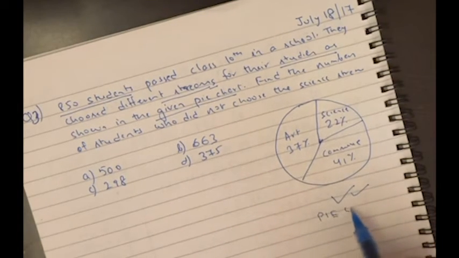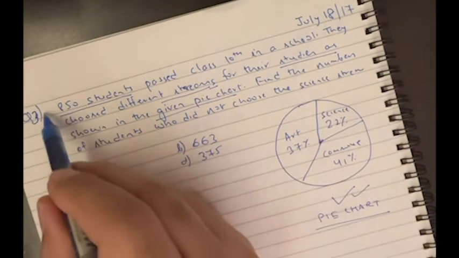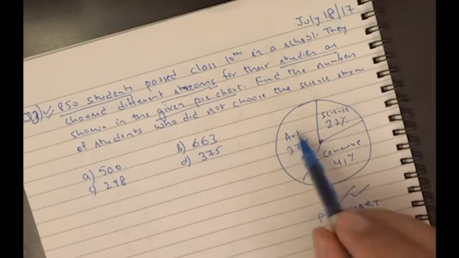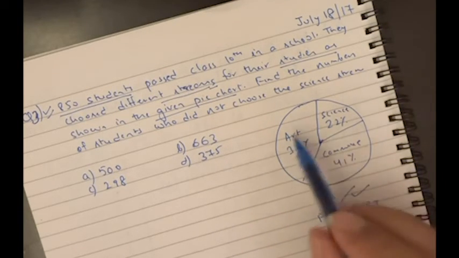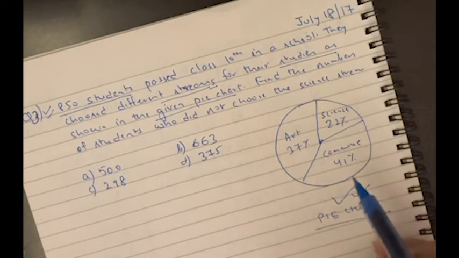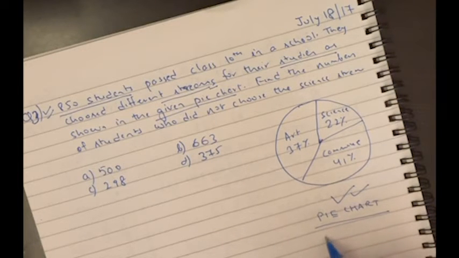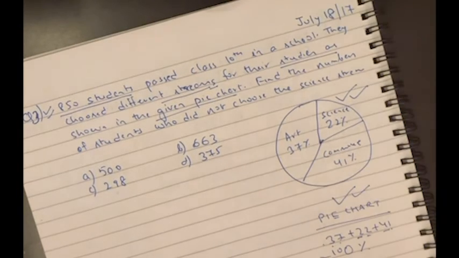Just in case you don't know, this is called a pie chart, where you show the percentage of the total. When I say percentage of total, this is the total, and the students who have chosen different streams are being shown in percentage. And if you add all these three, which I will show you in a while, it is going to be the 100% total pie chart. So very quickly, 37 plus 22 plus 41 will always come out to be a 100% pie chart.